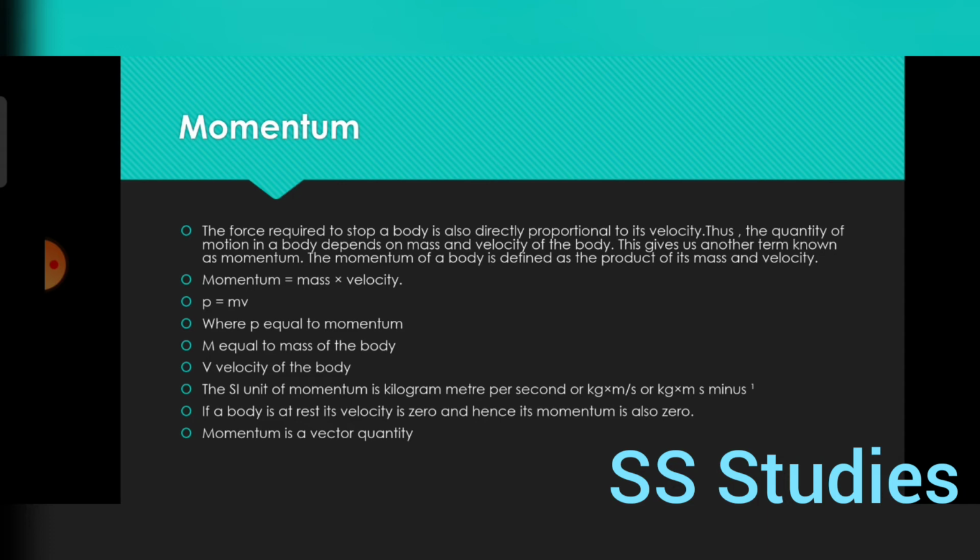The SI unit of momentum is kilogram meter per second, or kg·m/s, or kg·m·s^-1. If a body is at rest, its velocity is 0 and hence its momentum is also 0, since momentum is the product of its mass and velocity. Momentum is a vector quantity.